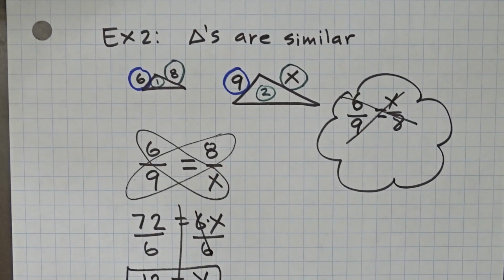All right, so that's how you identify similar figures and how we use similar figures to find the length of missing sides. There you go.